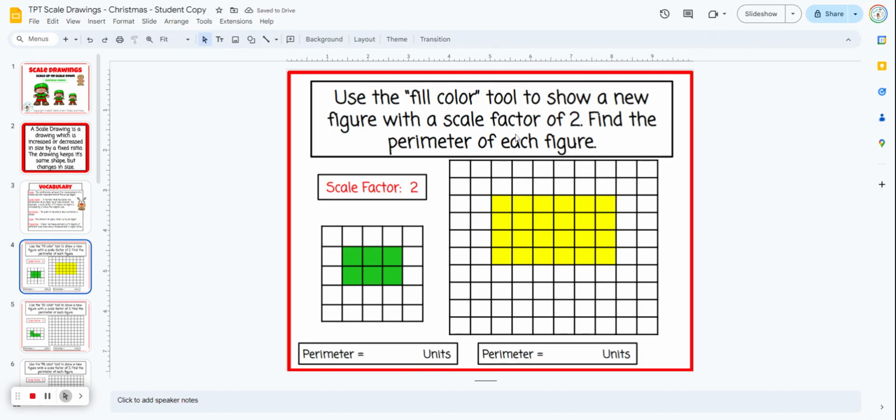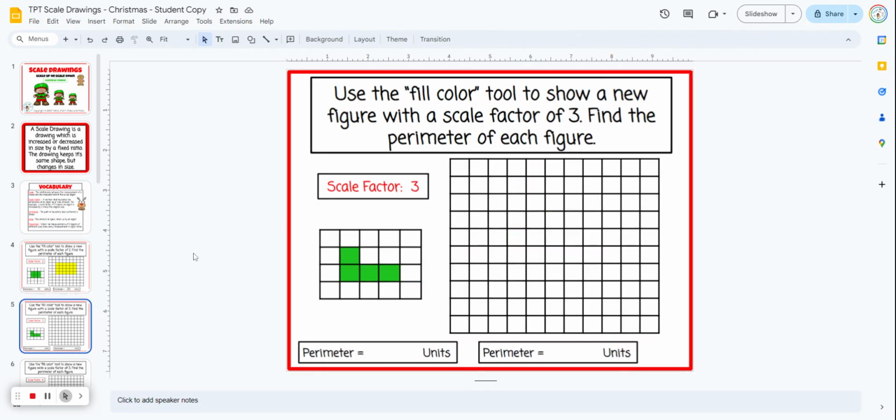Now, before we finish this slide, we want to look at what happens to the perimeter. So they're going to count the perimeter of the smaller figure, and they're going to find 10 units. If they count the perimeter of the larger figure, it should be 20 units. And you want to point out to the students that we take the perimeter of the smaller figure or the beginning figure and we multiply by the scale factor. So if we multiply 10 times 2, we get a new perimeter of 20 units.